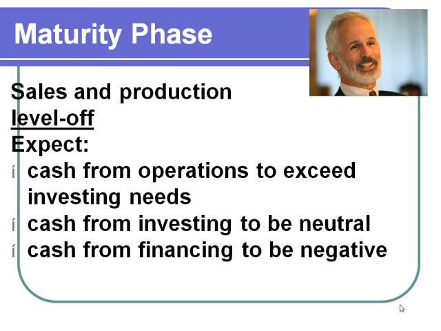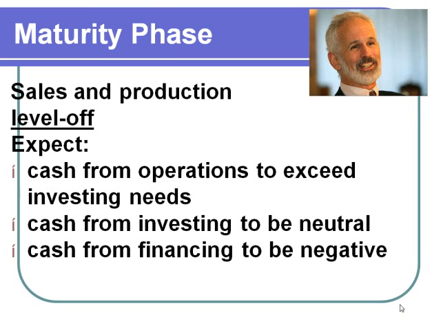All right, maturity. Sales and production level off. And I mentioned in maturity that everybody has one. Nobody's looking to have a second one. Because everybody has one, there's no opportunity to sell to people that don't have one yet. So what happens? Cash from operations is very profitable.